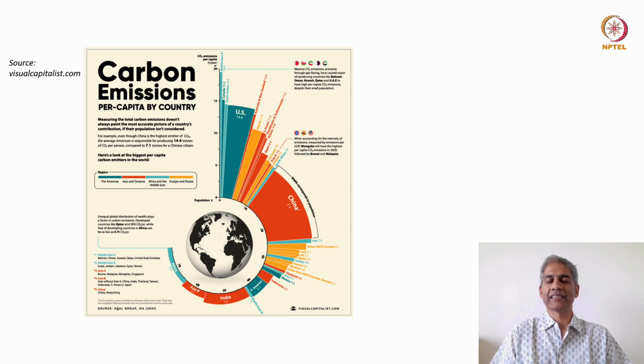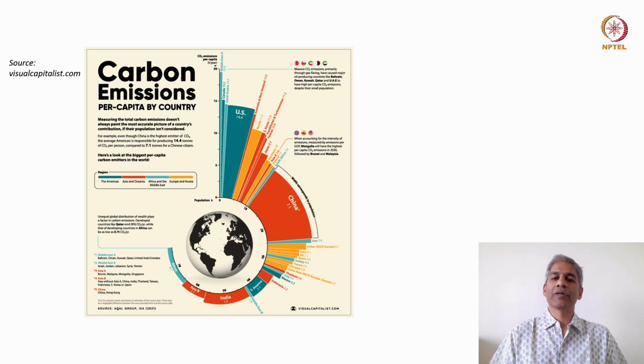And you can see that there are certain countries in the Middle East which are amongst the top in terms of per capita emissions, and they're close to 20 tons per year. The US has a very large per capita footprint at almost 15 tons per year. China is at 7.1 tons per capita. India is relatively low at 7.1 tons per capita.